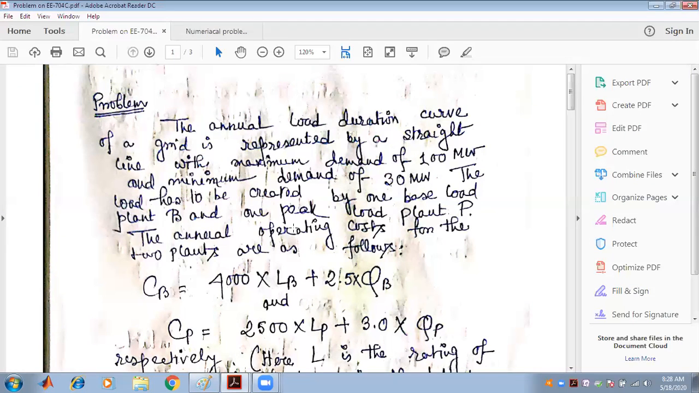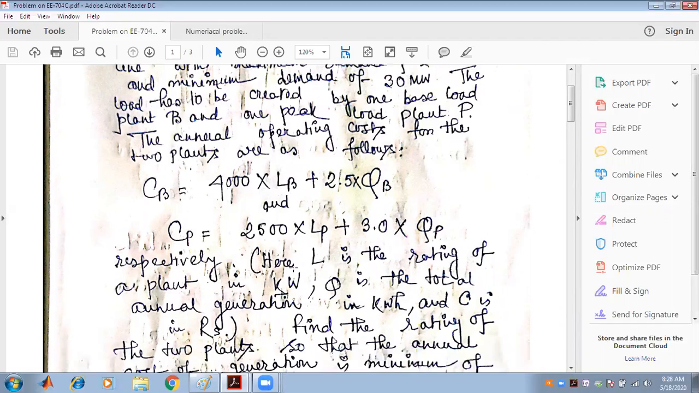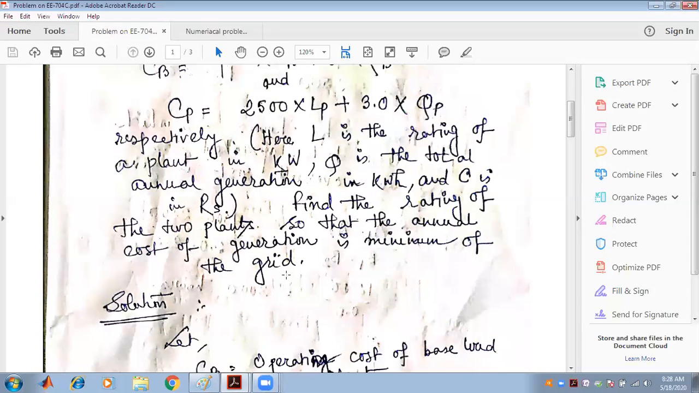The annual operating costs for the two plants are as follows. C sub B equals 4000 into L B plus 2.5 into Q B, and C sub P equals 2500 into L P plus 3.0 into Q P, respectively. Here L is the rating of a plant in kilowatt, Q is the total annual generation in kilowatt hour, and C is in rupees. Find the rating of the two plants so that the annual cost of generation is minimum for the grid.